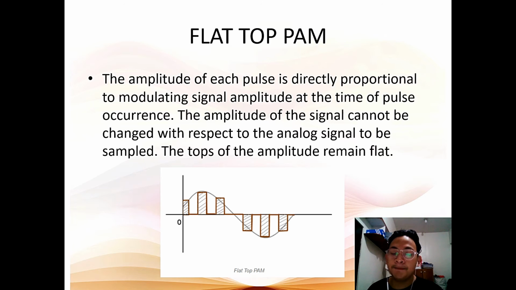In a flat-top PAM, the amplitude of each pulse is directly proportional to the modulating signal amplitude at the time of pulse occurrence. This means that at the starting of the pulse, the value is equivalent to the instantaneous values of the continuous time signal, which remains constant or flat for the rest of the half cycle. This is why it's called a flat-top PAM.